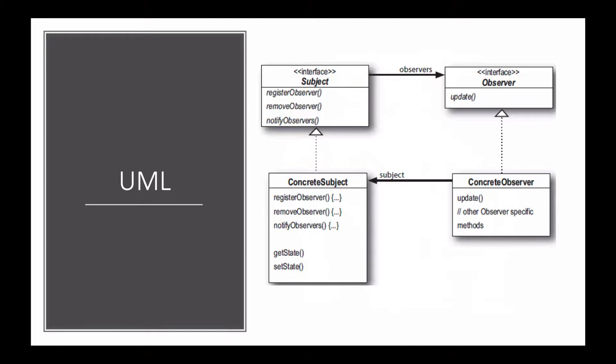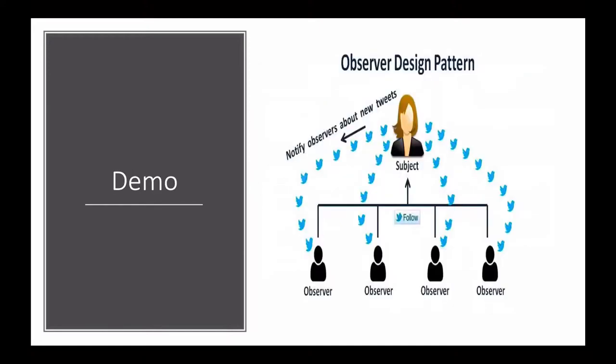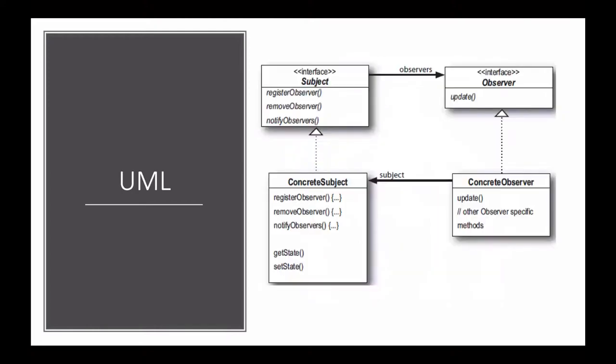As discussed, we have two entities here: the subject and the observer. In our UML diagram also we have two entities, a subject and an observer. The subject has three methods, which are register observer, remove observer, and notify observer. So this interface will have three methods to qualify as a subject. Similarly, an observer will also have its update method. Whenever there is an update in the subject's field, it will call update on its observers.